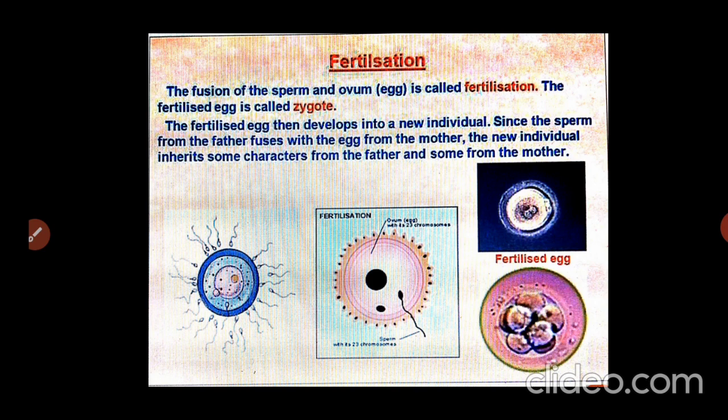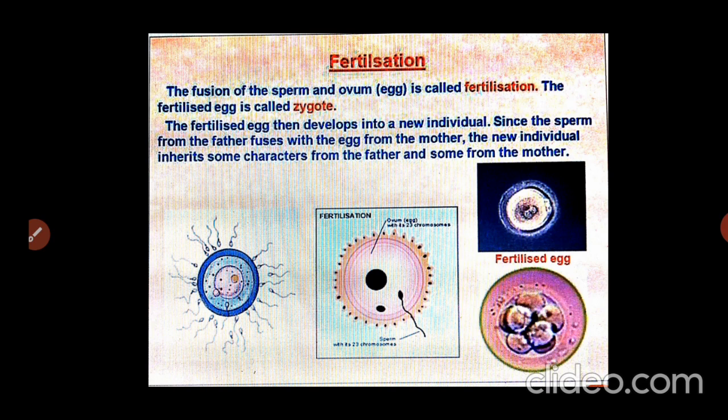Fertilization. What is fertilization? That is very simple. Fertilization is the process of fusion of male and female gametes to form a zygote. Students, I told you fusion of male gamete with female gamete. What are gametes? Gametes are the reproductive cells. There is a male gamete and also a female gamete. Both are involved in reproduction.